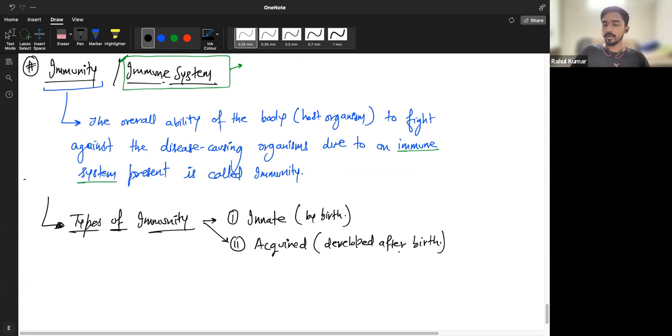Now, before I move forward and start telling you facts, let's do some brain exercise. Think logically: if an immunity is present from birth, don't you think it's like a default immunity? Will it be very, very specific to pathogens? Before birth, do we know what kind of pathogens we are going to encounter and what kind of infections we are going to have? No, sir.